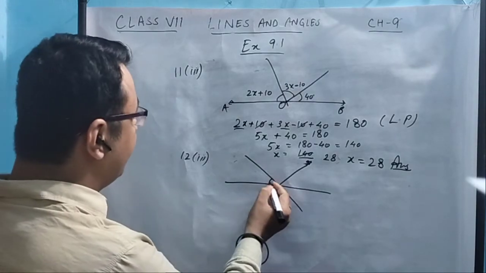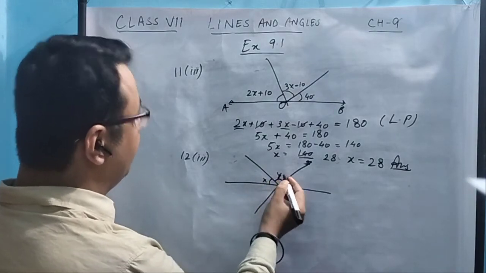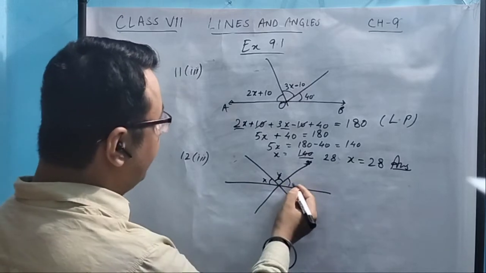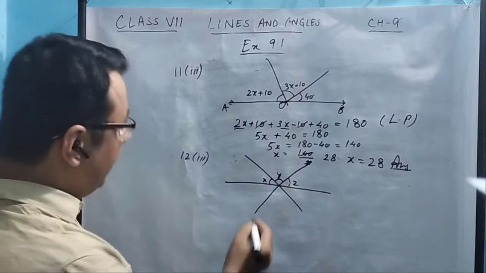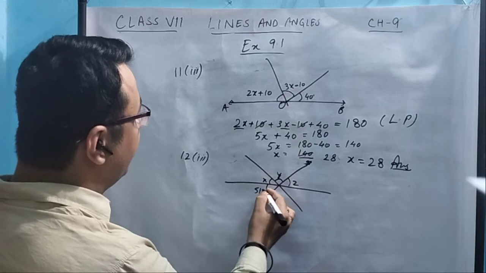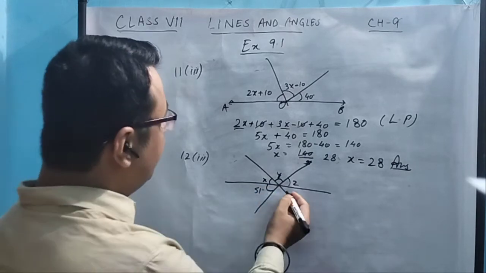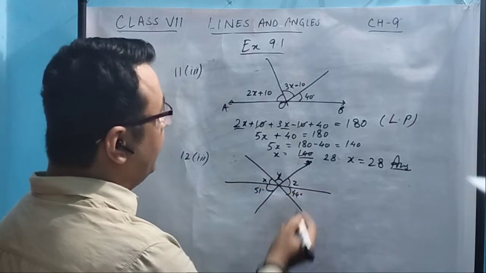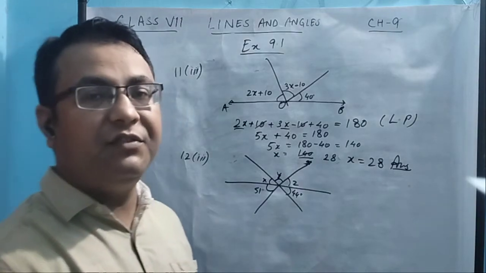This is x, this is y, this is z. This angle is given 51 degrees, and this angle is given 44 degrees. Here we need to find the value of x, y and z.